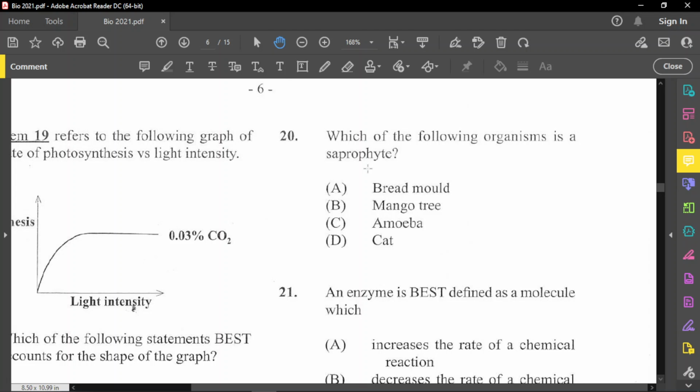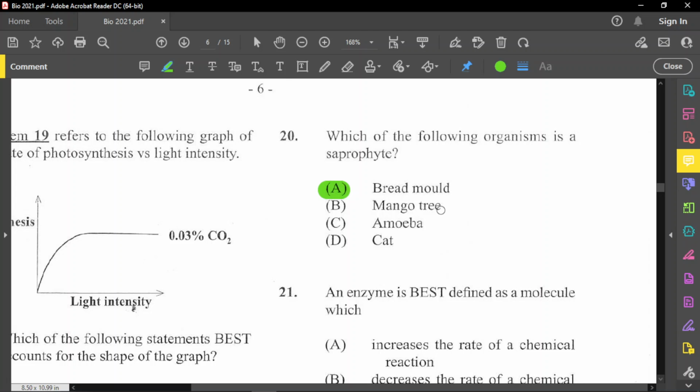Okay, so in other words, saprophytes are detritivores. And so the best organism that feeds on things on the outside will definitely be our bread mould. Okay, so option A is the correct answer. All right, let me just point out something here. Of course, a mango tree will absorb nutrients from the soil, but they make their own food, so they are autotrophs.